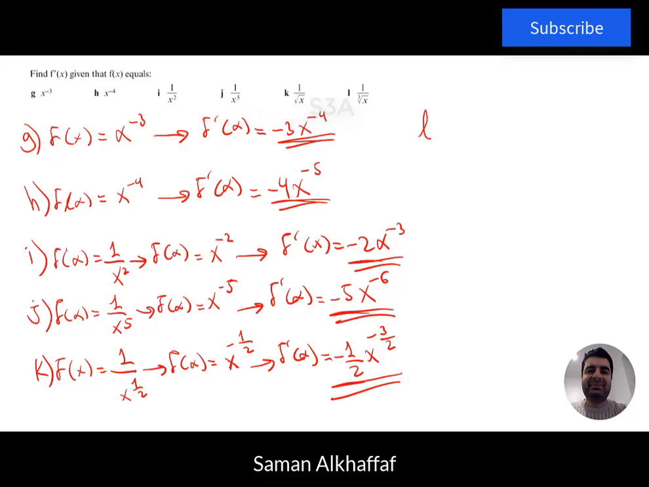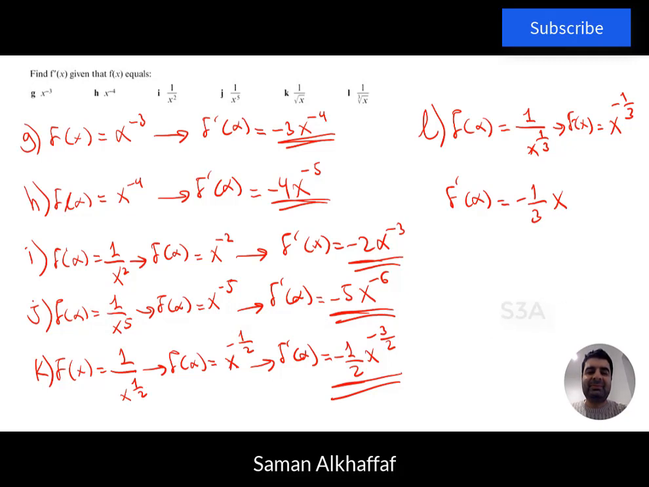For part L, we have the function being 1 over the cubic root of x, so that can be written as x to the power of a third. So we can have the function of x as x to the power of minus a third, because we move that up. So now to find the derivative of x, that would be minus a third, x to the power of minus a third minus 1. That should give us, in this scenario, minus 4 over 3, which will be our answer for part L.